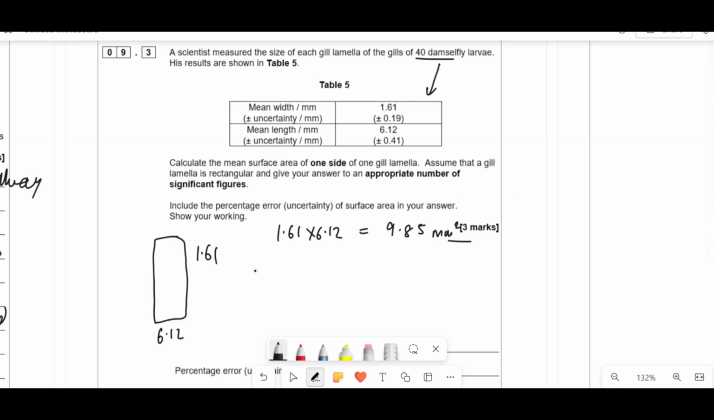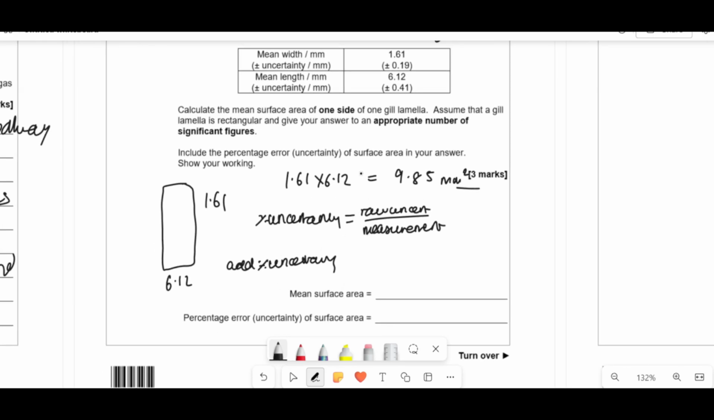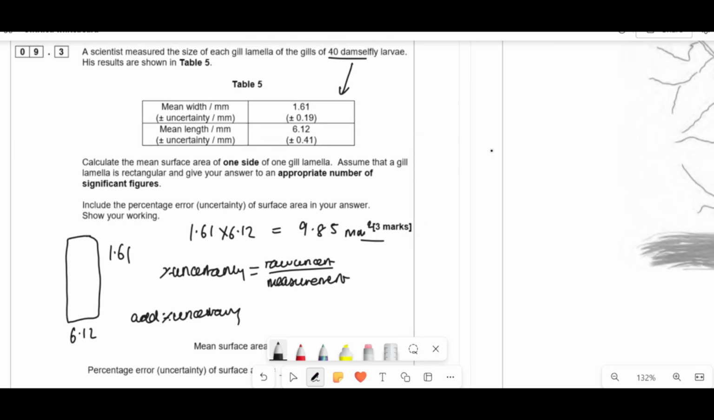The percentage uncertainty equals your raw uncertainty over your measurement. Because we're multiplying two things together, when you're combining them, you need to add the percentage uncertainties. You never subtract them, you're always adding them, and you never multiply them either. So in this case, we need to work out our percentage uncertainties for each of them and add them together.